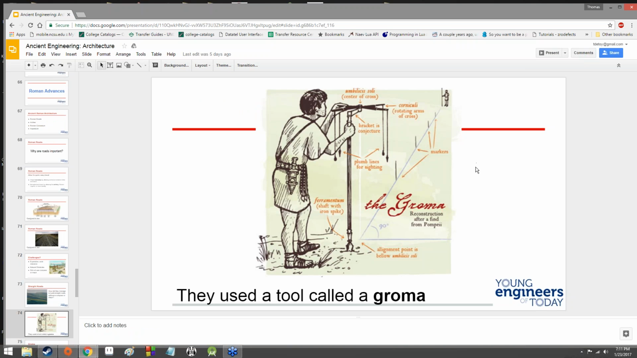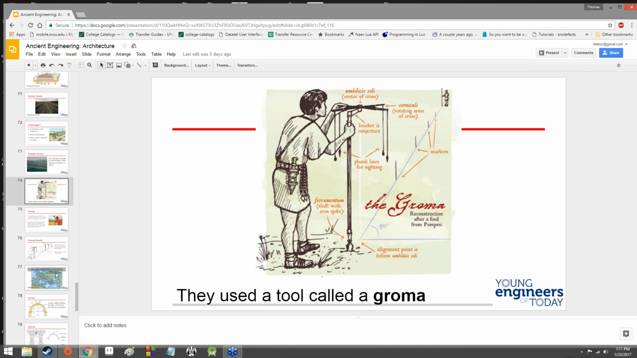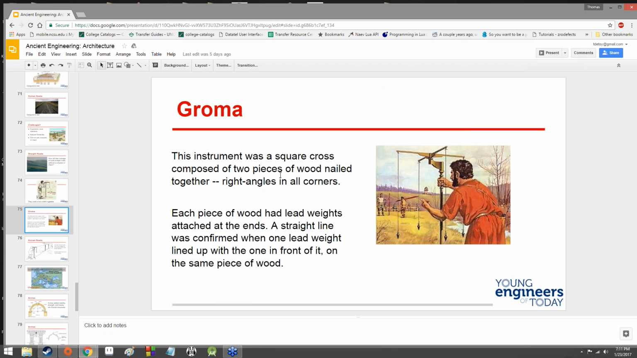But essentially you just placed a set of markers down the road. Oh, here we go. It was a square cross composed of two pieces of wood nailed together, right angles in all corners. So as you can see, it could be rotated. Each piece of wood had lead weights attached to the end, and a straight line was confirmed when one lead weight lined up with the one in front of it on the same piece of wood.